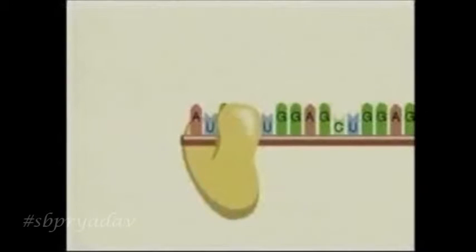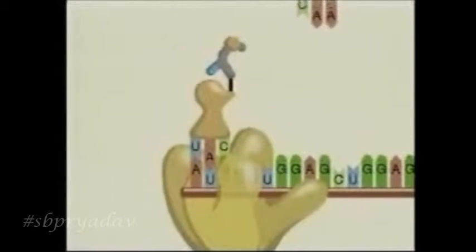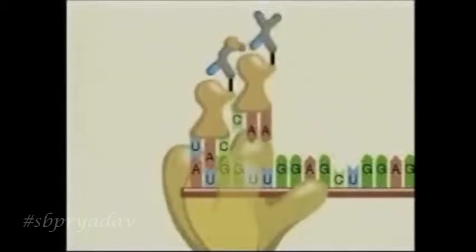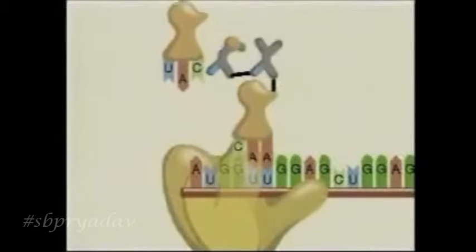A specific tRNA carrying the amino acid methionine binds to the mRNA. The anticodon on the tRNA matches the codon on the mRNA. A second tRNA with its attached amino acid binds to the second codon of the mRNA. The first amino acid is transferred from its tRNA to the second amino acid, and a bond between the two amino acids is formed. The protein chain has begun to grow. The first tRNA detaches from the mRNA.